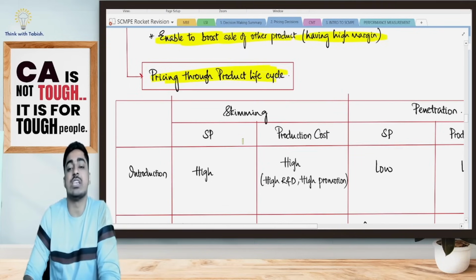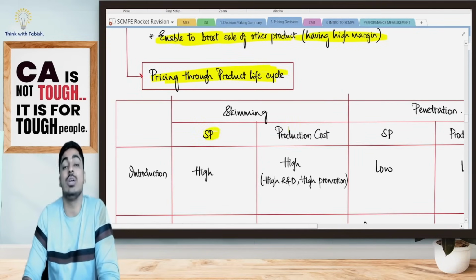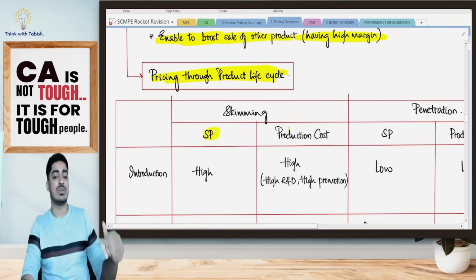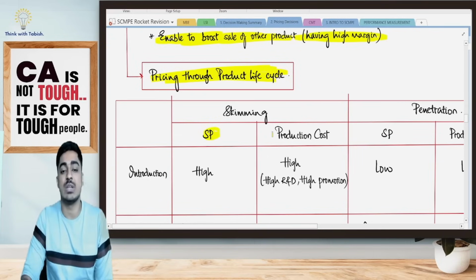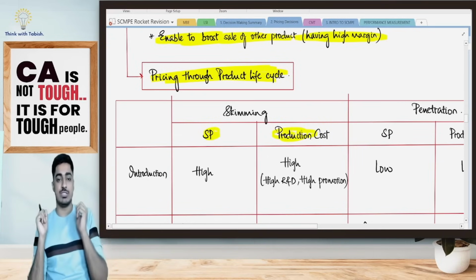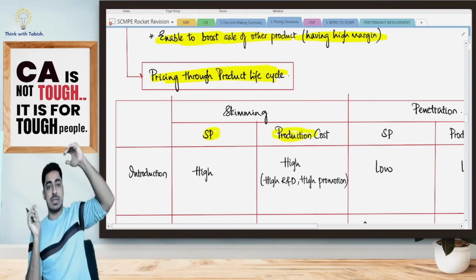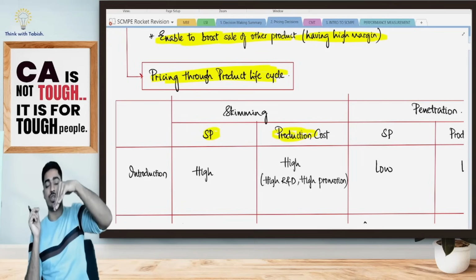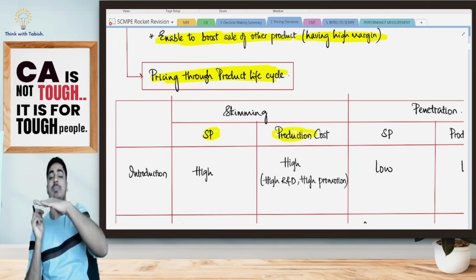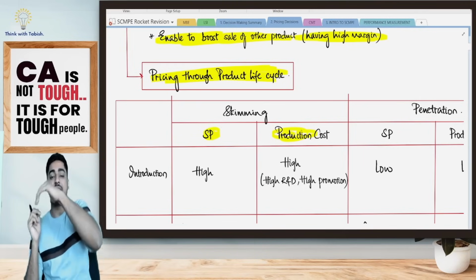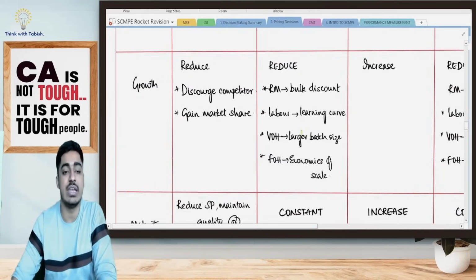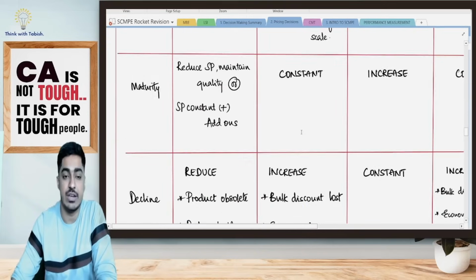In skimming as well as penetration, what is the impact during my product life cycle? Introduction, growth, maturity, decline on my selling price as well as my cost. Now, look at your selling price, students. Skimming, initially high selling price. Slowly, I will reduce my selling price during growth. Yes. During maturity, I will maintain it constant. Yes. During decline, I will try reducing it further. Okay. High, reduce, reduce, reduce.